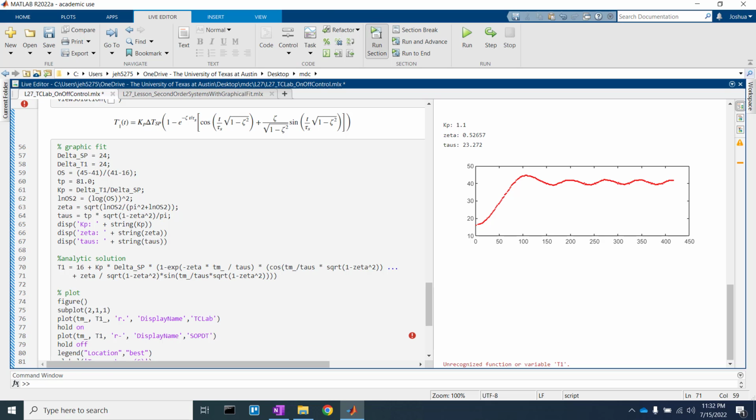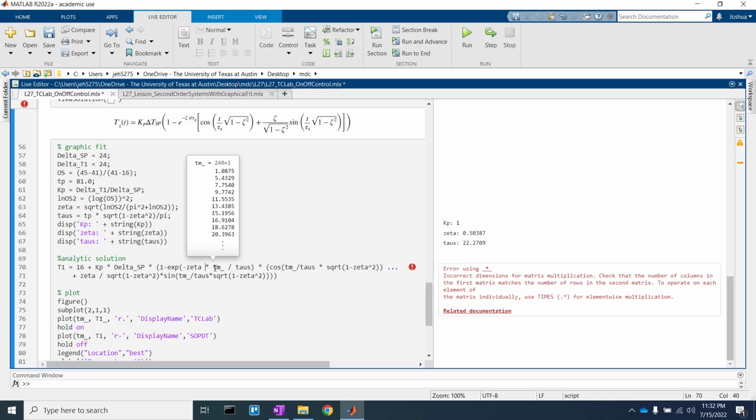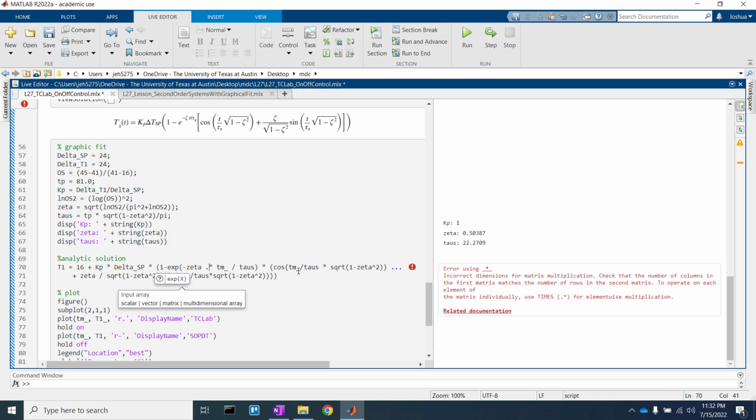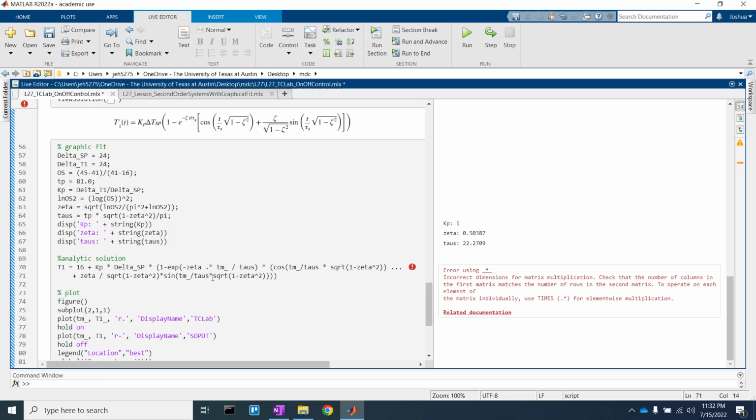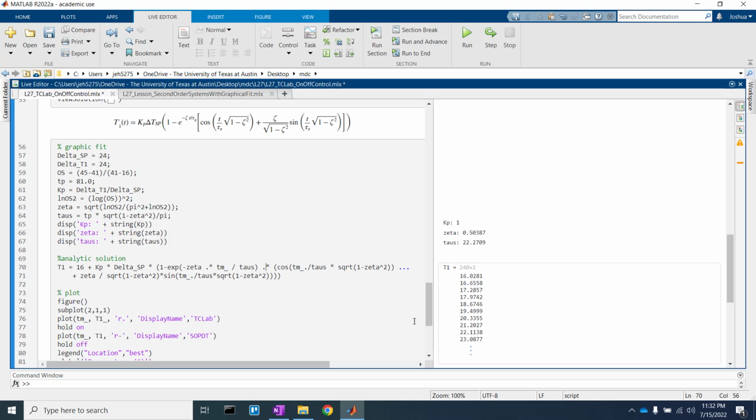So hopefully that works. Let's just go ahead and run it. There's probably some typo in there. And that's because anytime we do time, we need the dot times. Because this is a matrix operation, but we want to do it element-wise. So this is a dot divided by, here's another time, dot divided by, and let's see if that works. Let's try this one too. There we go.